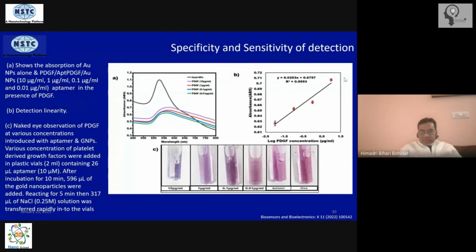But what is important for our workshop is, as you increase the concentration, you see that the coloration changes. 10 microgram per ml, 1 microgram per ml, 0.1 microgram per ml, 0.01 microgram per ml. See, at higher concentration, it becomes colorless here. It is intense color. It's slowly losing color, becomes dim, finally becomes colorless at higher concentration.